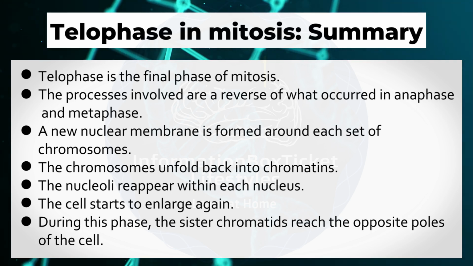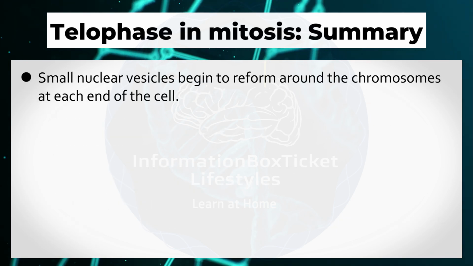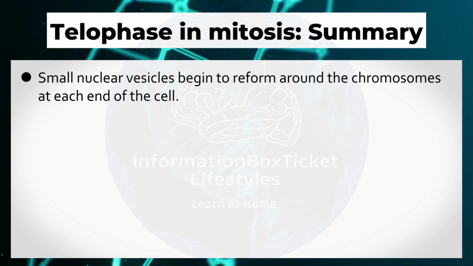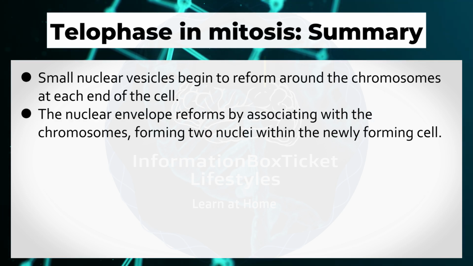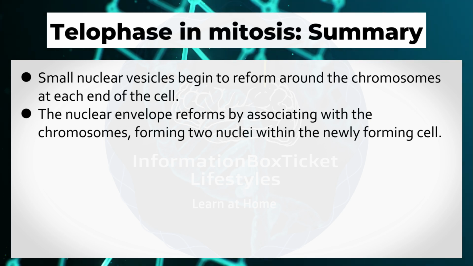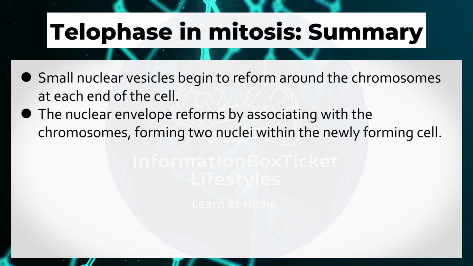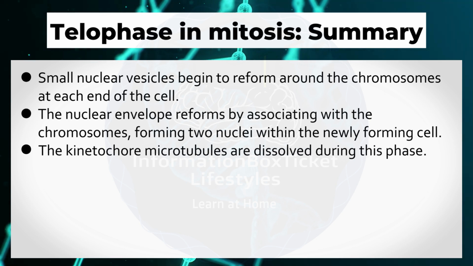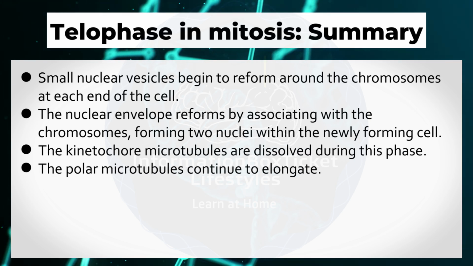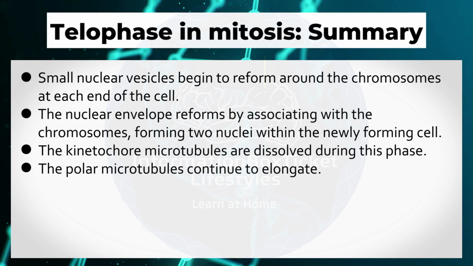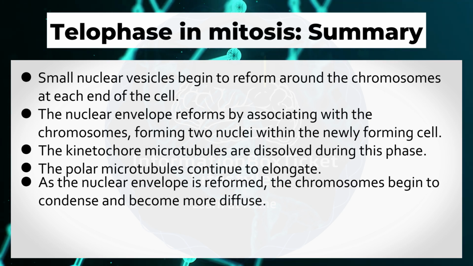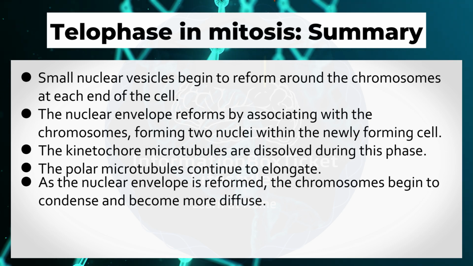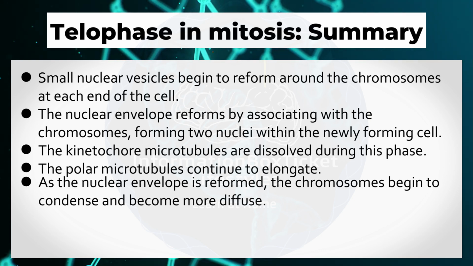During this phase, the sister chromatids reach the opposite poles of the cell. Small nuclear vesicles begin to reform around the chromosomes at each end of the cell. The nuclear envelope reforms by associating with the chromosomes, forming two nuclei within the newly forming cell. The kinetochore microtubules are dissolved during this phase. The polar microtubules continue to elongate. As the nuclear envelope is reformed, the chromosomes begin to condense and become more diffuse.